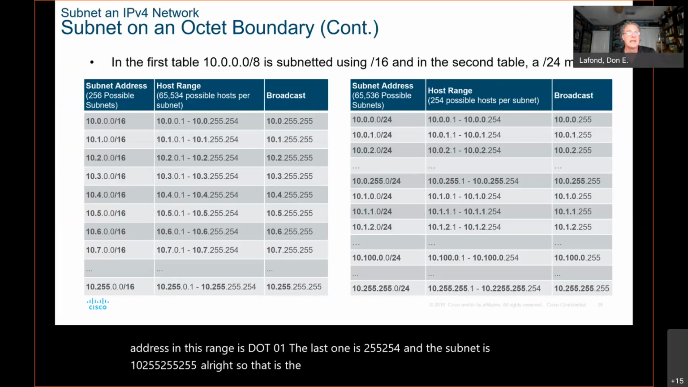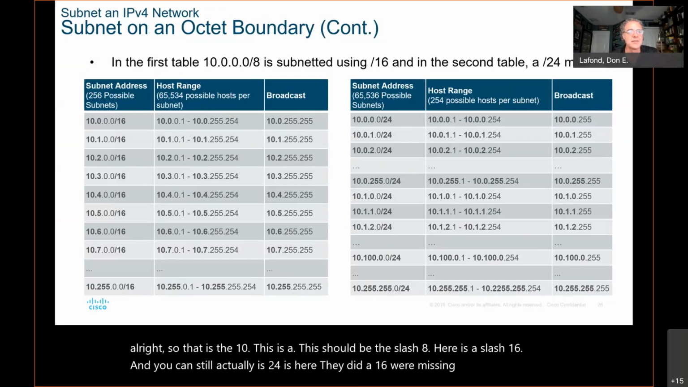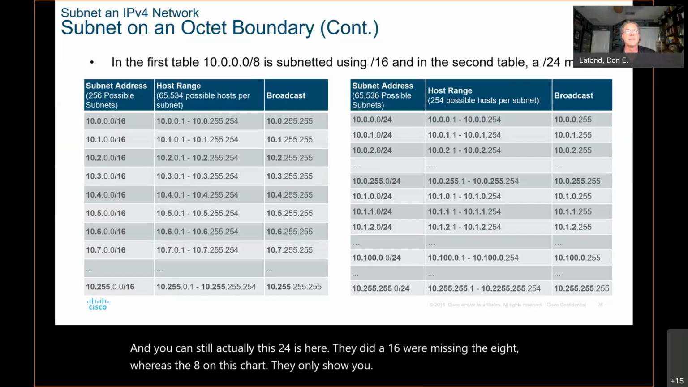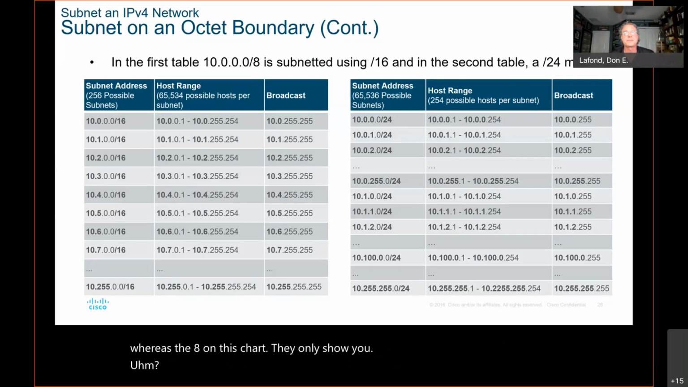This should be the /8. Here is a /16, and you can, no, actually the 24 is here. They did a 16. We're missing the 8. Where's the 8 on this chart? They only show you the /8 is subnetted. I see. We're breaking the /8 into a /16, and then here we're breaking it into a /24.